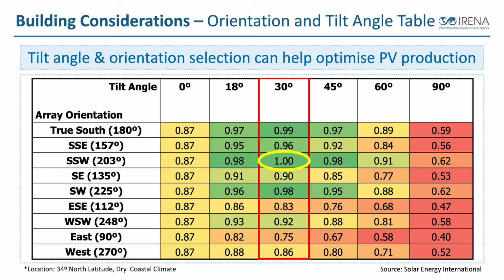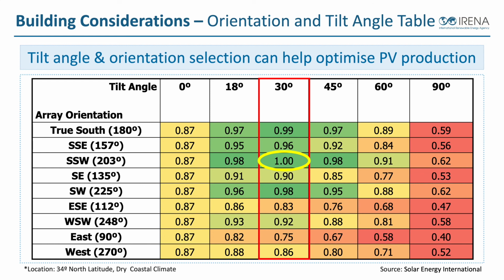Across the top we have tilt angle, so how steep is the roof? And on the left we have array orientation. Is it pointing south, southeast, southwest, east, west? We can work this out. This is obviously a north latitude one, so we didn't put a northern tilt on here, but that still could be good as well.